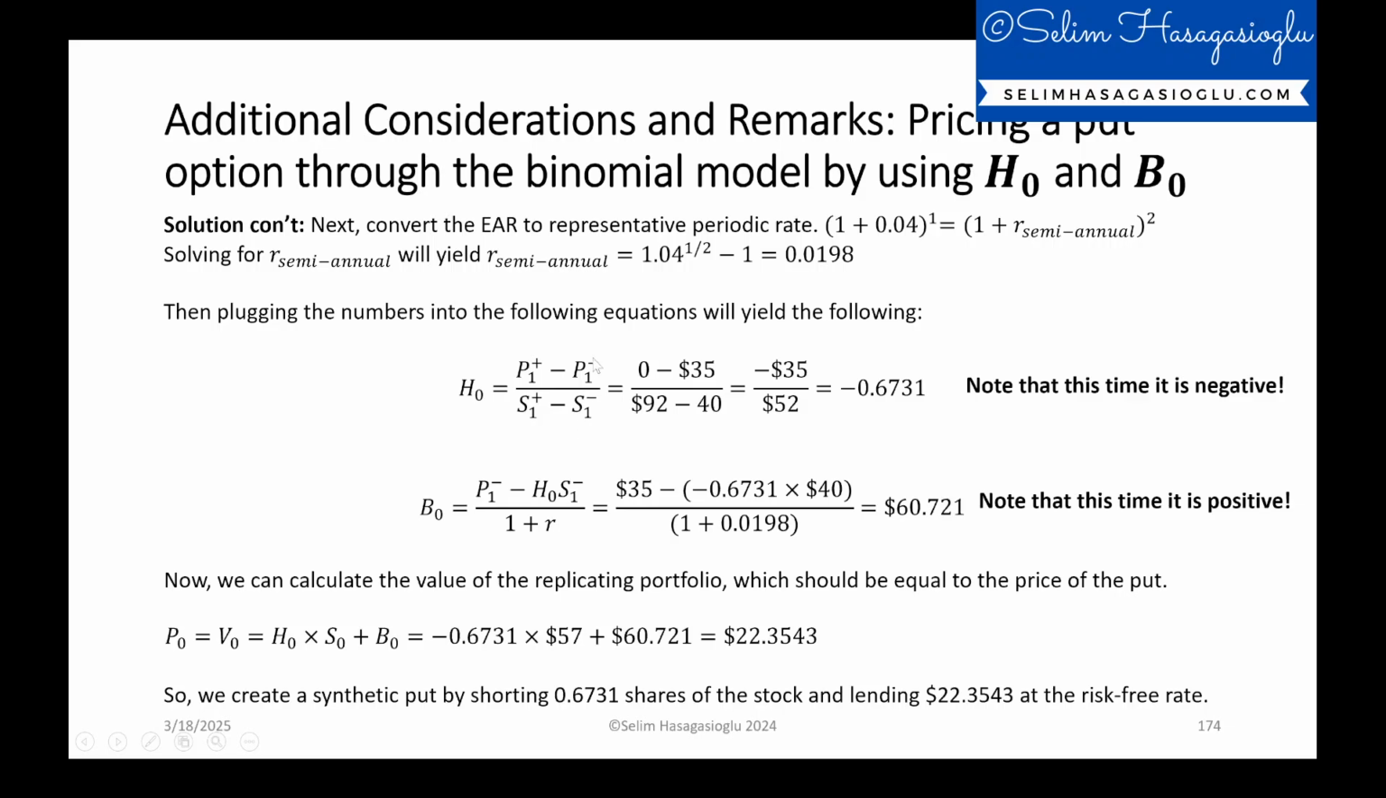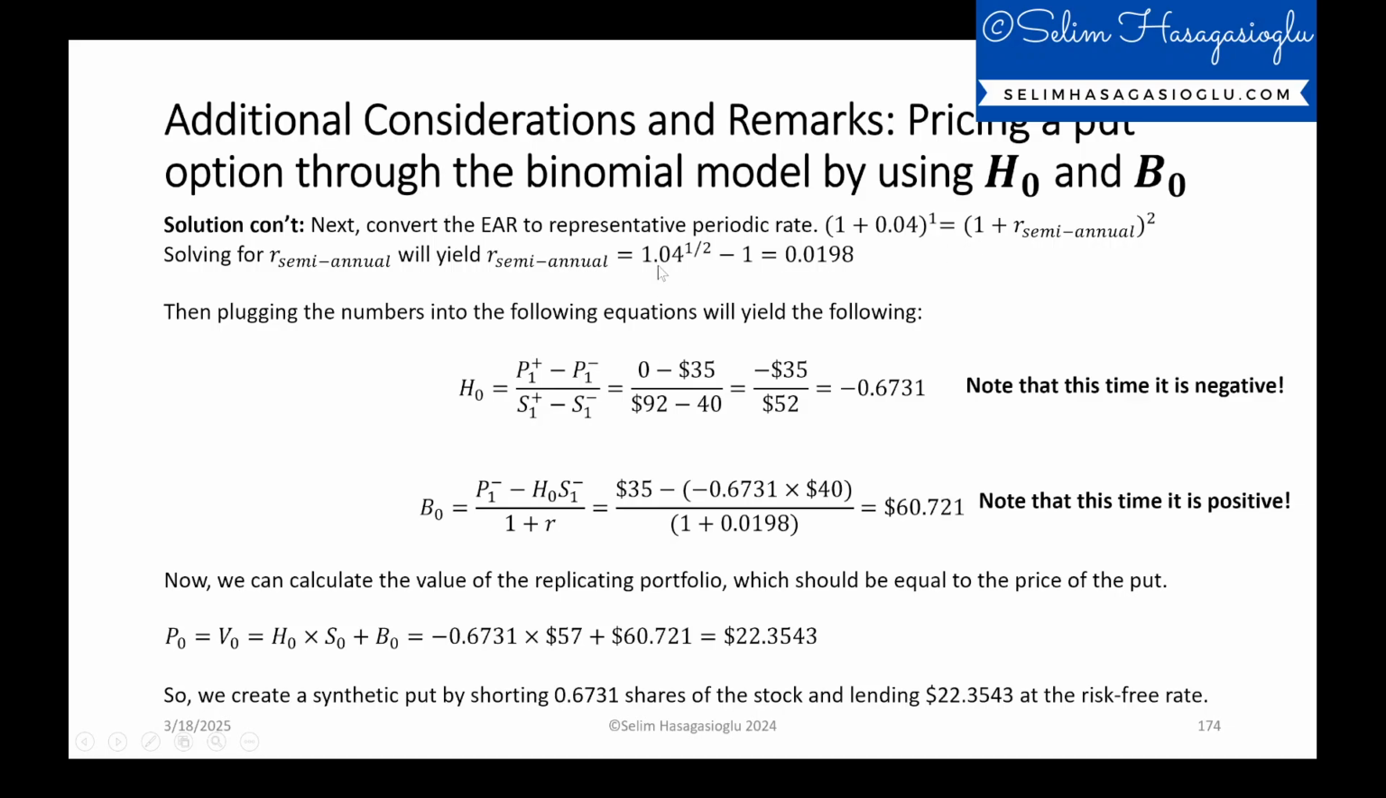Next, we should convert the effective annual rate to a representative periodic rate. 1 plus 0.04 to the power of 1 should be equal to 1 plus r semi-annual to the power of 2. Remember, there are two 6-month periods within a single year, so that's why 1 plus the effective annual rate to the power of 1, the compounding in a single year, should be equal to 1 plus r semi-annual, or r 6-month, to the power of 2. And when you solve for r semi-annual, we are just leaving this term alone so that we can calculate it.